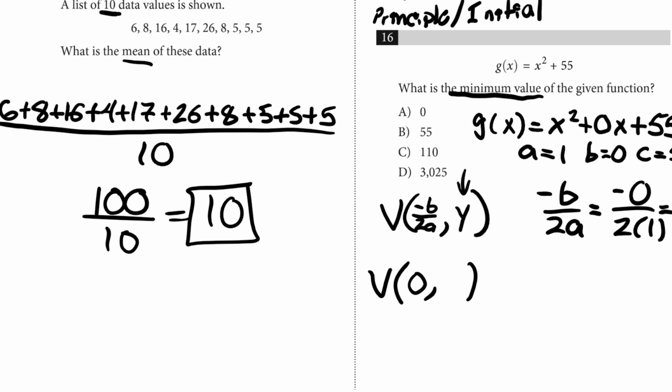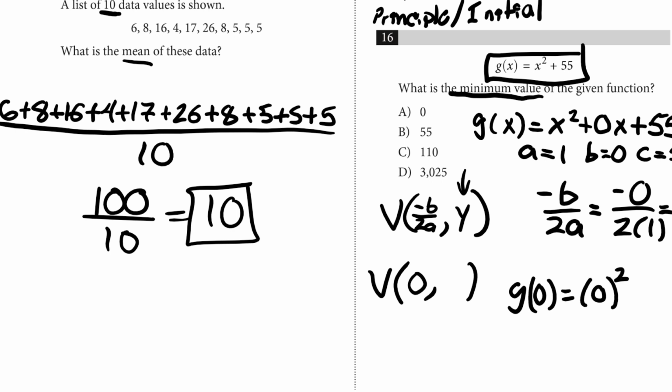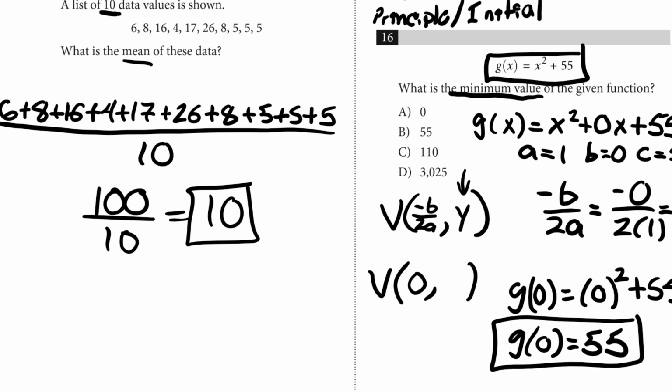And if we plug this back into the original equation, we're going to have g of 0 equals 0 squared plus 55. 0 squared is 0, and 0 plus 55 is just 55. And this is going to be our minimum value.